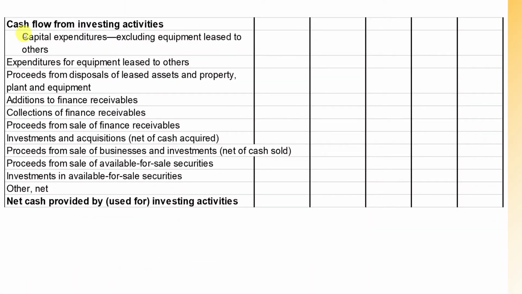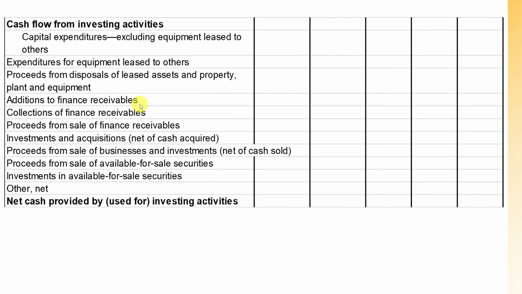After that, we shall start working on cash flow from investing activities. In the cash flow from investing activities, all the long-term investments which have been sold or purchased shall be shown here. So, any capital expenditure excluding equipment leased to others will be shown here. Expenditure for equipment leased to others, proceeds from disposal of any leased assets will be shown here.